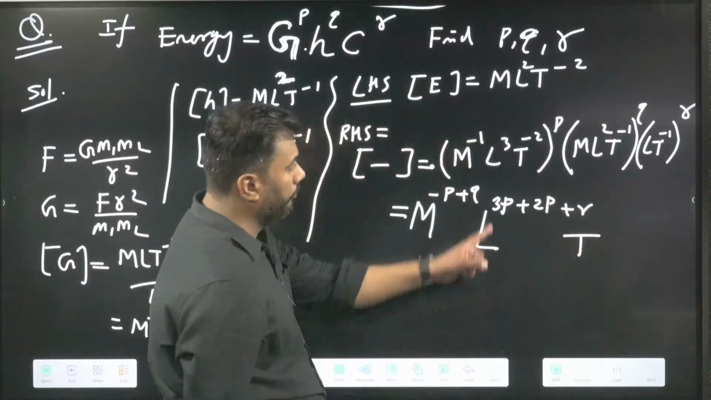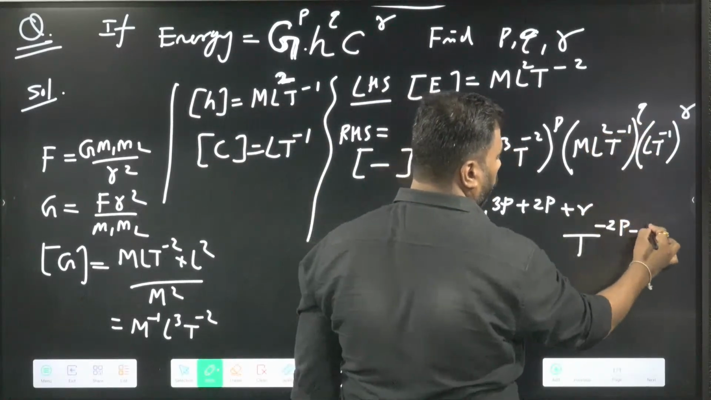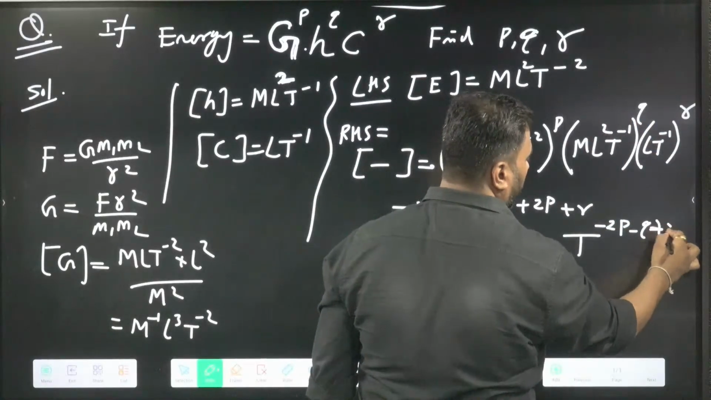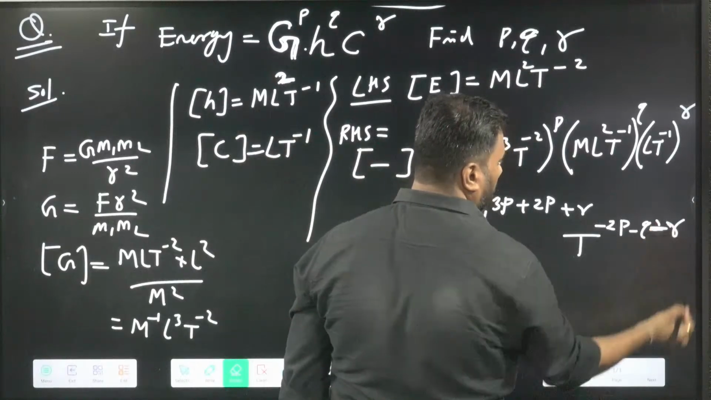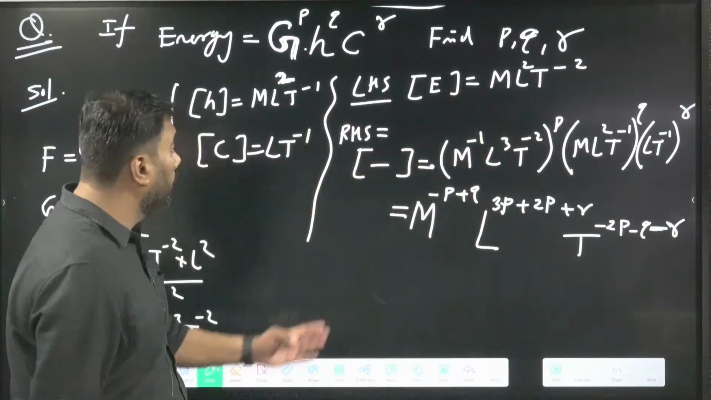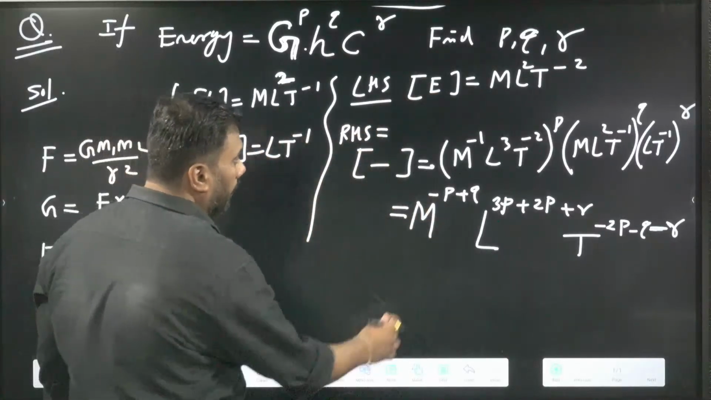Time period to the power minus 2P, then minus Q, minus R. The last term is minus R. Okay, so the dimensions of LHS and RHS are now known. We can create equations using dimensions.